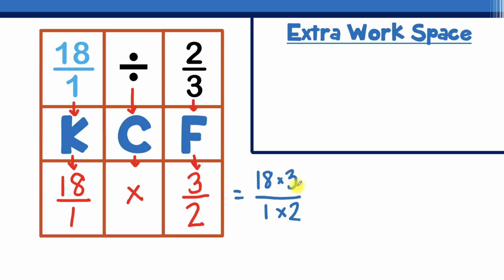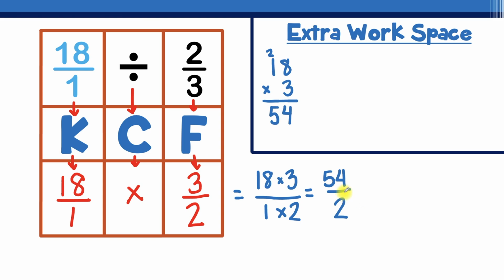So what is 18 times 3? Well, I always like to put an extra workspace for things like that. So I'll put 18 times 3. 3 times 8 is 24. So I'll bring down the 4 and carry the 2. Then 3 times 1 is 3. Plus this 2 is 5. So that means 18 times 3 is 54. So I'll write 54 right here. Over 1 times 2, which is just 2.